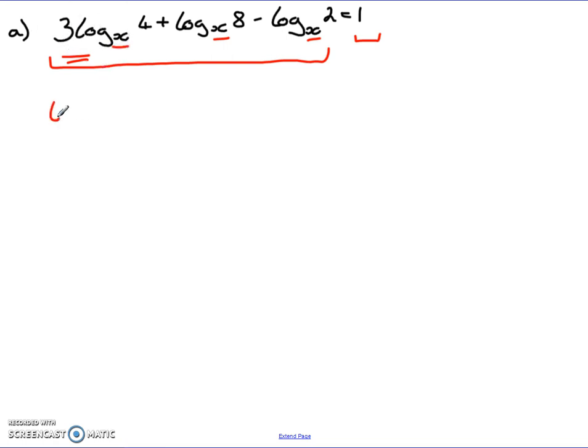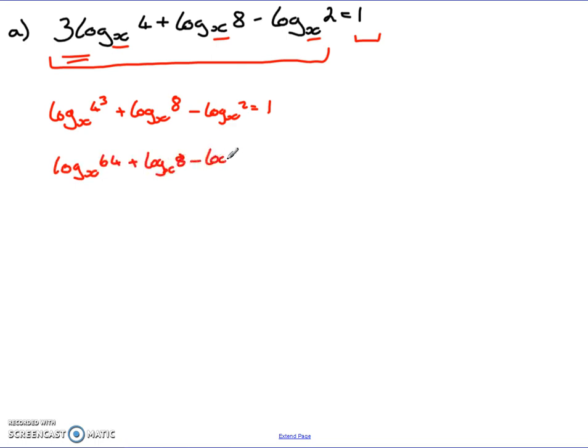So what we then have to make it is log to the base x of 4 cubed plus log to the base x of 8 take away log to the base x of 2 equals 1. So we have to simplify this now. Log to the base x of 4 cubed, well 4 cubed is 64, so it's log to the base x of 64 plus log to the base x of 8 take away log to the base x of 2 equals 1.